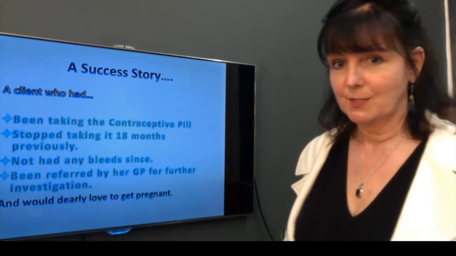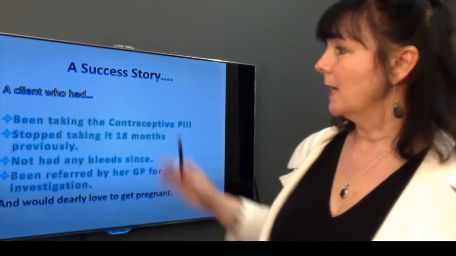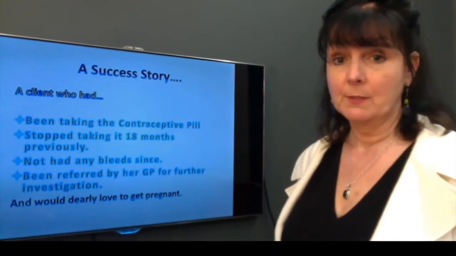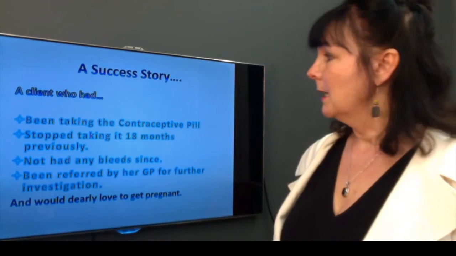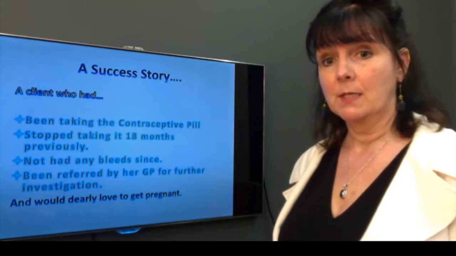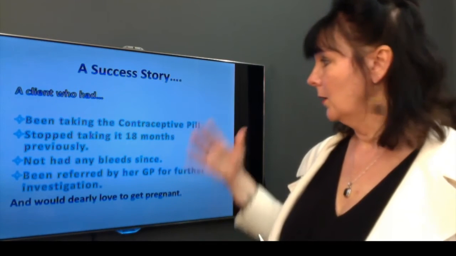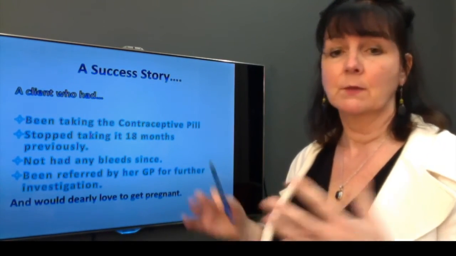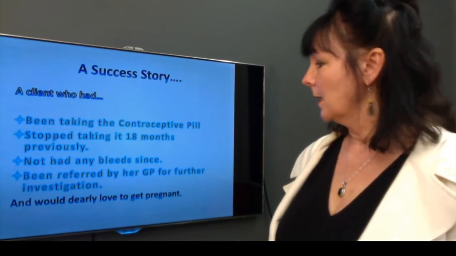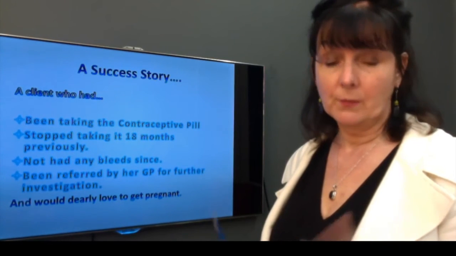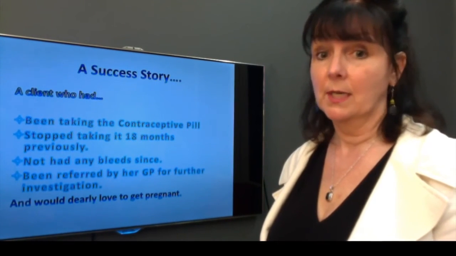I'm still waiting for some results. So I had a client who came to see me. She'd been taking the contraceptive pill for quite some while, but when she came to see me, she'd not had any bleeds at all for 18 months. She'd been to see her GP, who had started to refer her on for lots of investigations, and there was a long waiting list. So she really, of course, wanted to get pregnant alongside that.